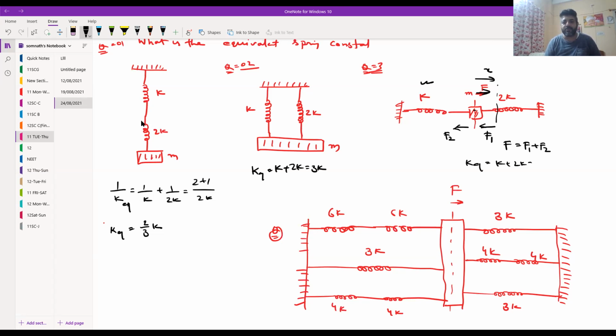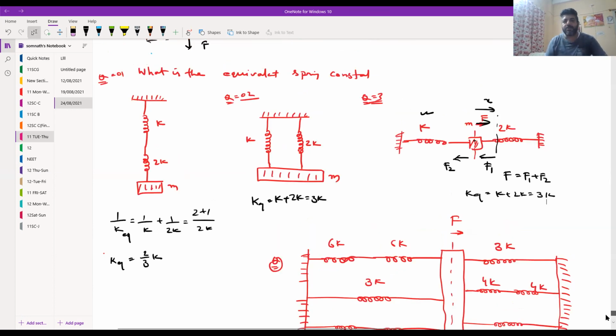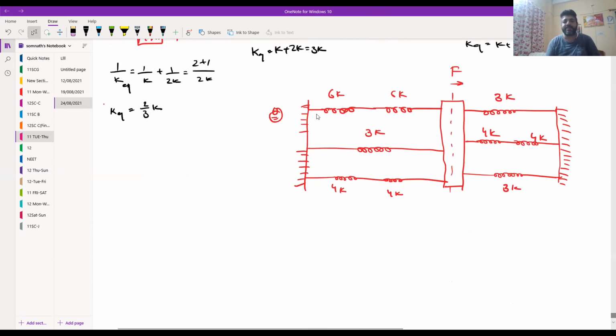That means 3K. So if you have a mass like this and you compress on this, that means this whole and this whole, they are parallel connection, yes or no? So these two are in series, so we can write 3K. These two are in series, we can write 2K. These two are in series, we can write 2K. Now this whole is in parallel, this whole is in parallel, and they are also parallel.